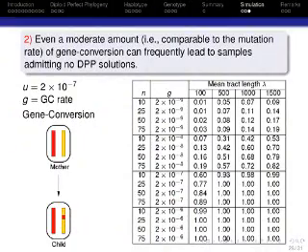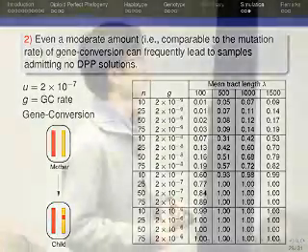And a second thing that's worthwhile mentioning is that even a moderate amount of gene conversion, by moderate I mean something that's comparable to mutation rate. This is the mutation rate, and this is the gene conversion rate. So if they are comparable, then it frequently leads to samples admitting no DPP. So one can actually detect gene conversion much more easily than sexual reproduction.